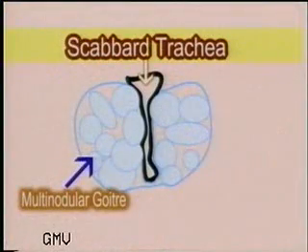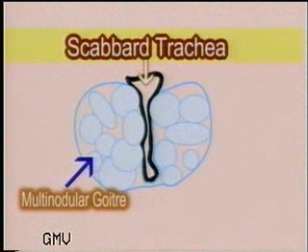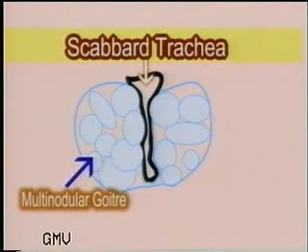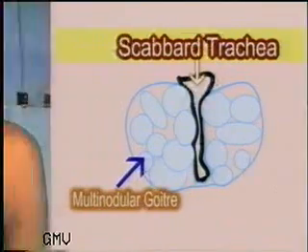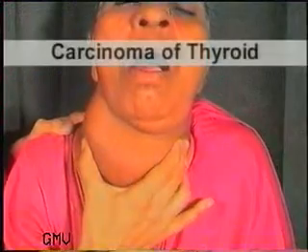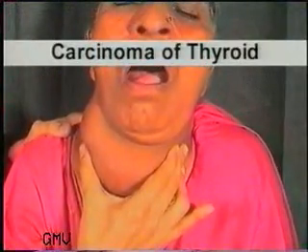This is typically seen in the scabbard trachea of large and long-standing multinodular goiters, where the trachea is compressed from both the sides and becomes an antero-posterior slit like the scabbard of a sword. So lateral compression immediately produces obstruction and stridor. It may also be seen in a malignant thyroid infiltrating the trachea.